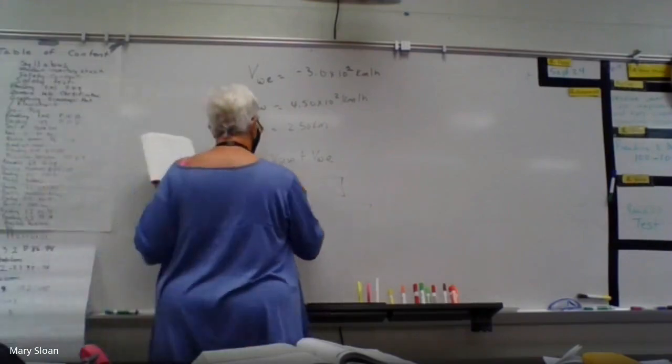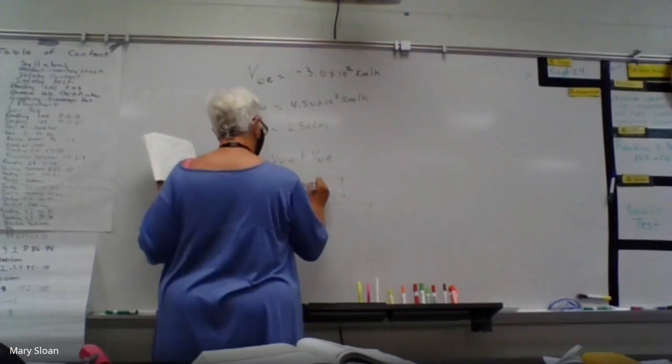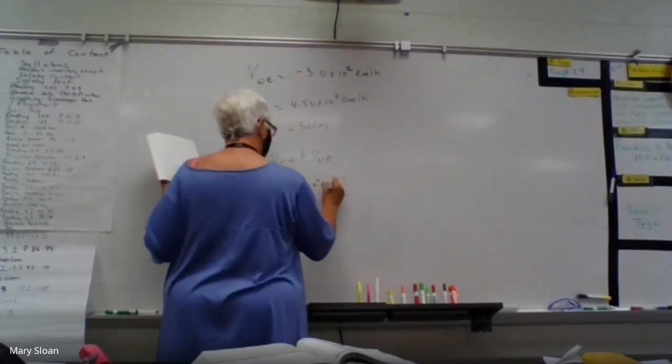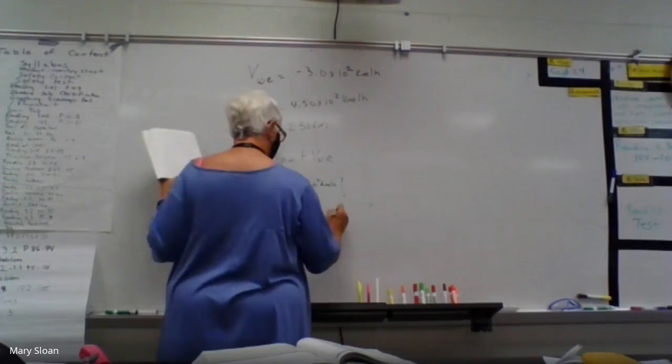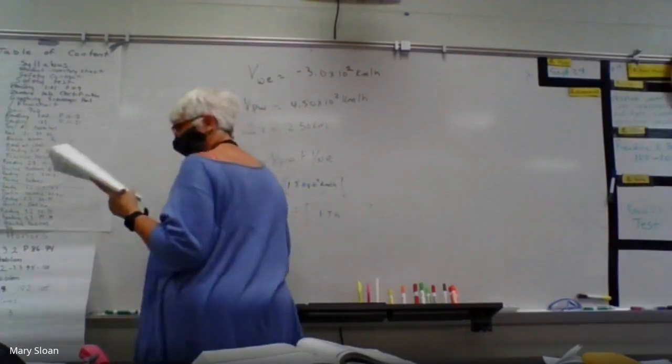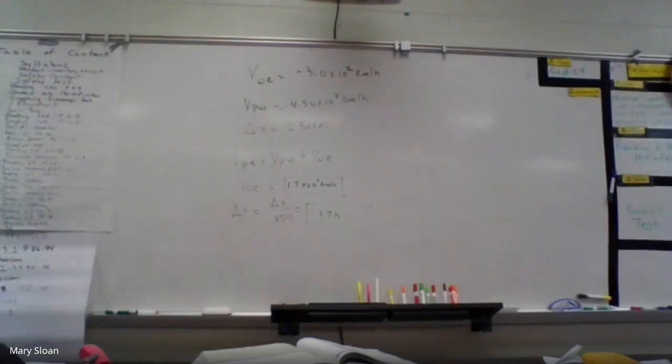Because my answer is 150. 1.50 times 10 to the second kilometers per hour. And then down here, it's 1.7 hours is what I got. Yeah, when I plugged it in the calculator, it gave me 150. Yes, sir, it is. 1.5 times 10 to the second power. So if you plugged it in either way, you're still gonna get 150, except you're gonna have a negative or a positive number.